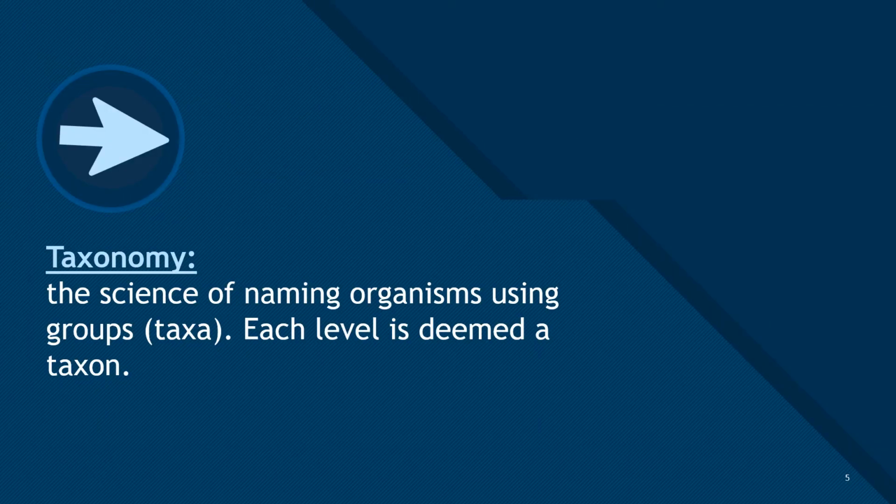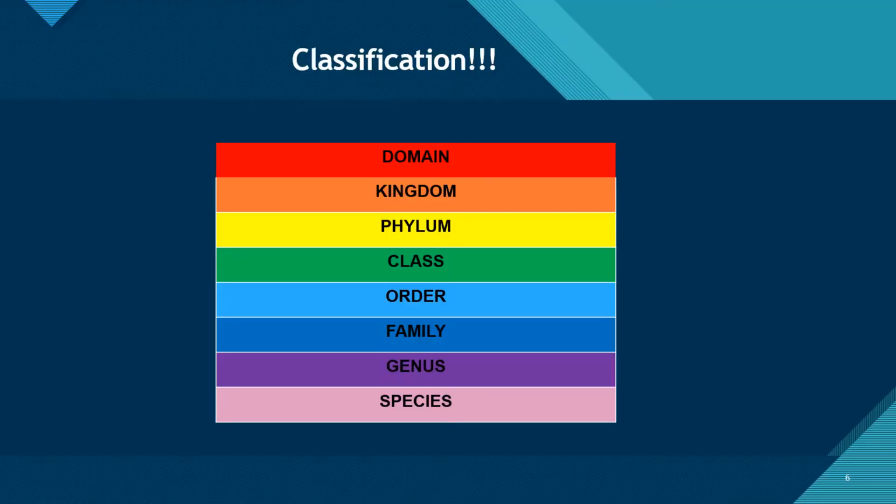Now, looking a little into detail at how I just classified that red oak tree is taxonomy. This is the science of naming organisms using groups or taxa, and each level is deemed a taxon. Here's a little more of the classification chart that you will see in biology. We start off with domain, which is the highest level you can have, a giant umbrella of different types of things. Then we go into kingdom, phylum, class, order, family, genus, and finally the lowest is species.